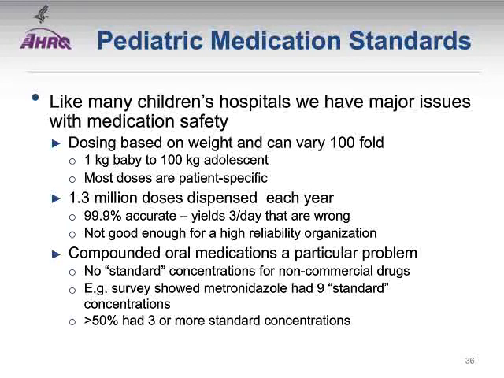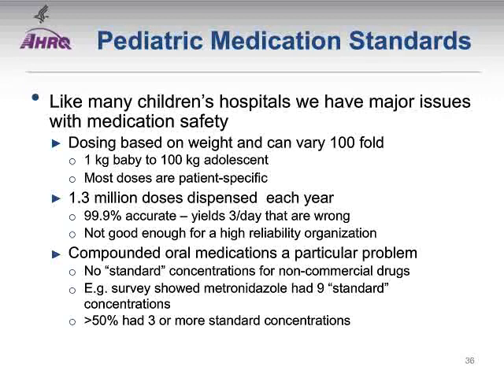So one of them that came up for us was pediatric medication standards. Like many other children's hospitals, we had major issues with medication safety. Dosing is based on weight and can vary 100-fold. We could have a 1-kilogram baby or a 100-kilogram adolescent, and thus most of the doses that we dispense from our pharmacy and administer to our patients are quite patient-specific. In our hospital, we're at a little over 1.3 million doses dispensed each year. If we were 99.9% accurate, which you'd think would be really, really good, that would still yield about 3 per day that would be wrong in getting to a patient. So we need to be much better than that to really think of ourselves as a good, high-reliability organization.